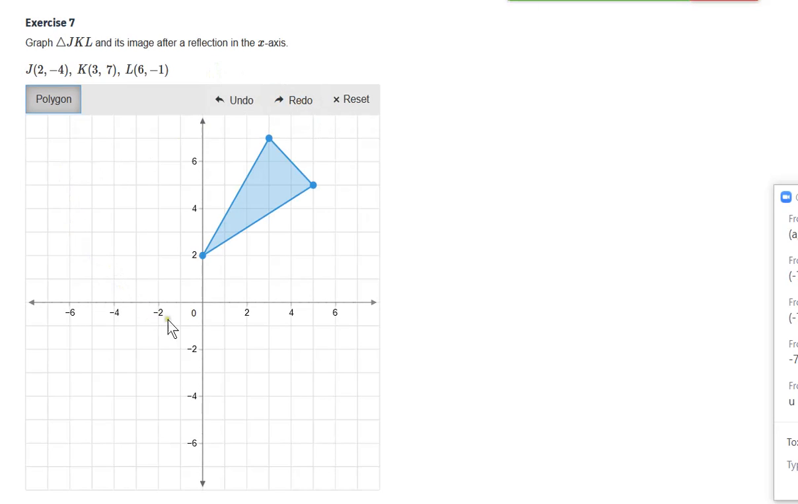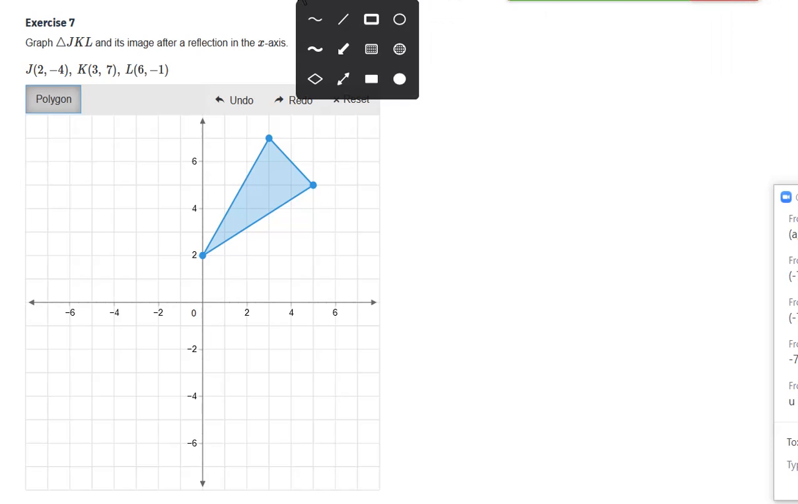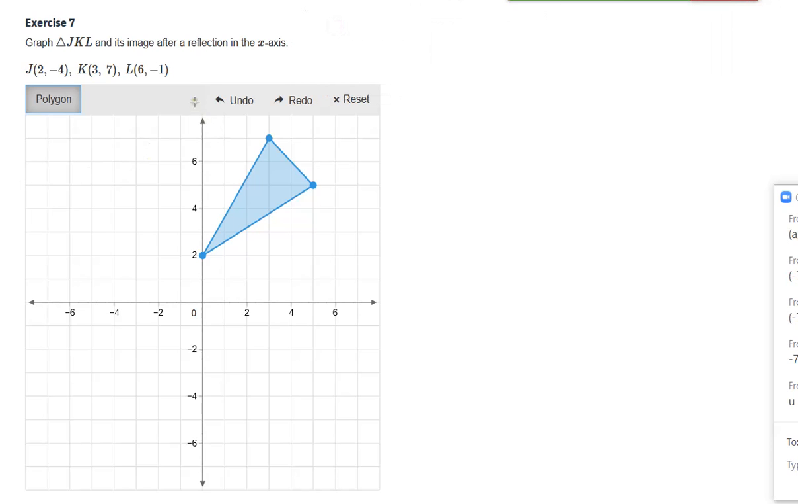What if we're reflecting across the y-axis? All right, so we're going to reflect across the y-axis.